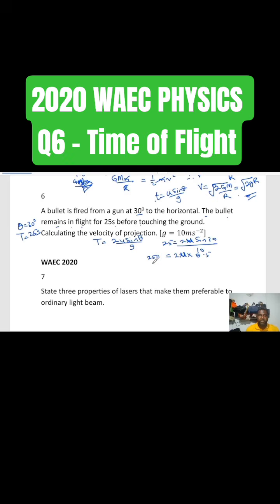So this is 250 is equal to 0.5 times 2, which is 1. So you just have u. So I think that's the value for u. u is equal to 250 meters per second.